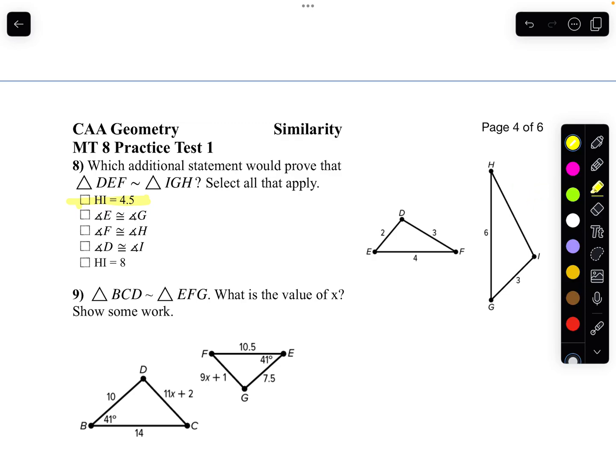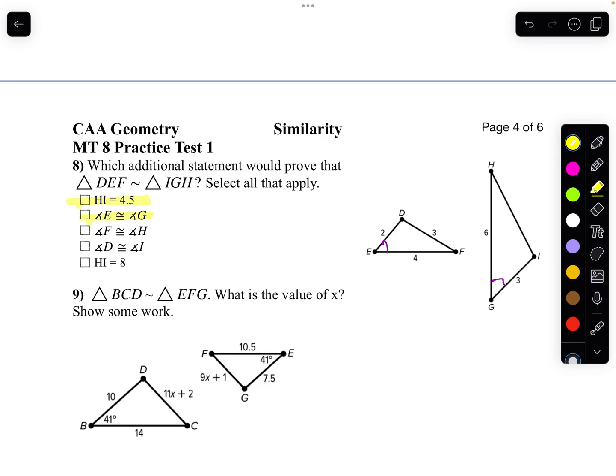Okay, how about if angle E is congruent to angle G? Notice angle E is between the smallest side and the biggest side, and angle G is between the smallest side and the biggest side. That would have side angle side similarity. That would make them similar.